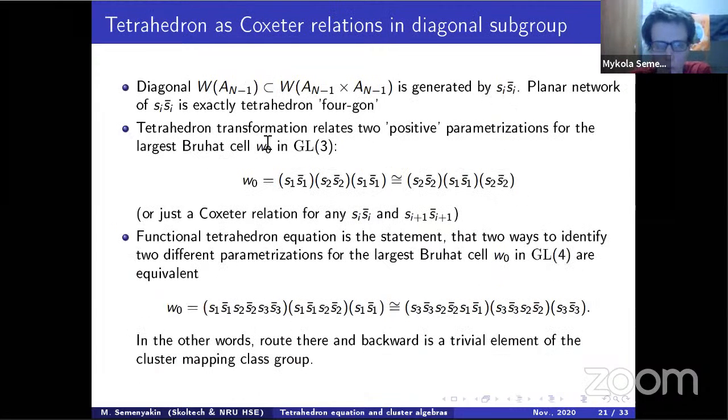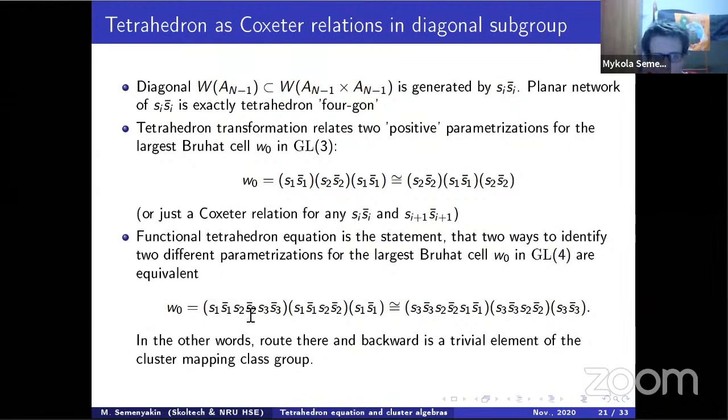And in more geometric terms, this is a statement that the tetrahedron transformation relates to positive parameterizations for the largest Bruhat cell, which corresponds to the longest word in GL3. And the functional tetrahedron equation, which I do not draw here because it can take a lot of place, is a statement that two ways to identify two different parameterizations for the largest Bruhat cell in GL4 are equivalent.